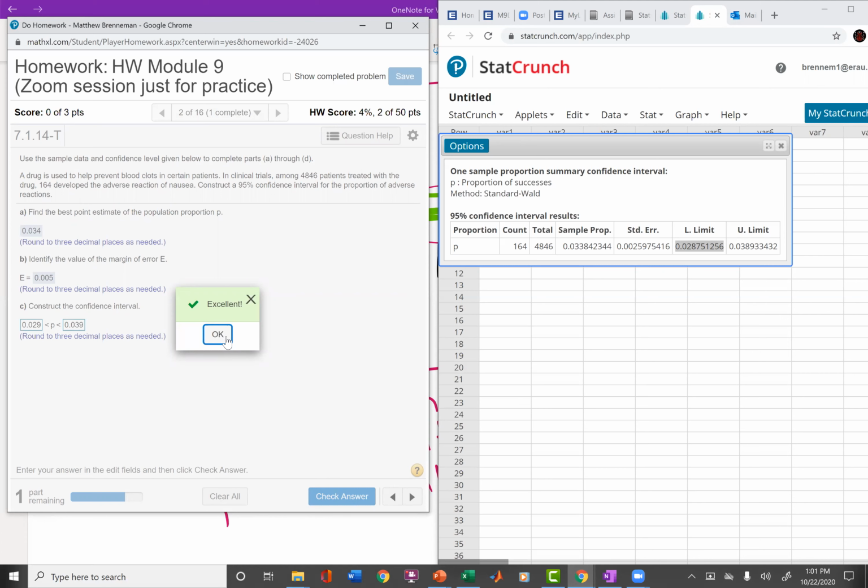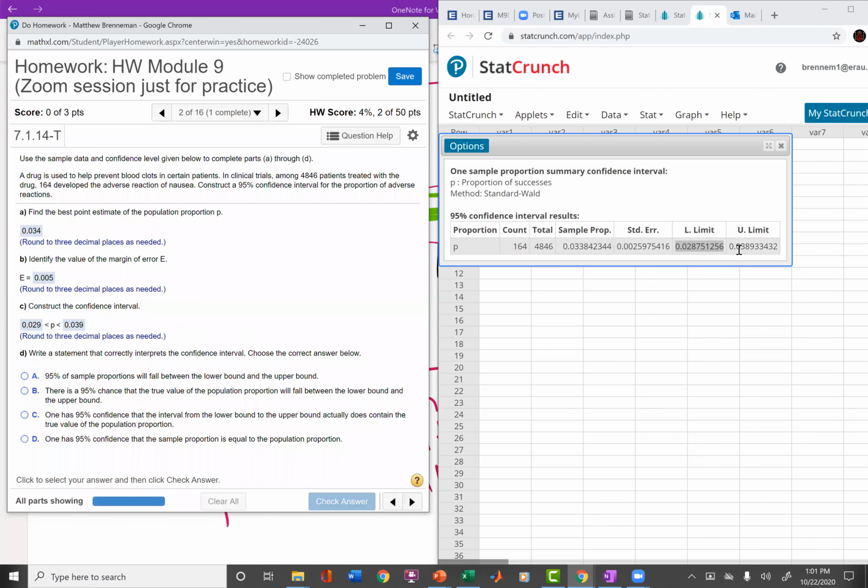Oh wait, did we do question C, the construct the confidence interval? I was still doing B, so I didn't know if we were doing C. Yeah, that's exactly right. We did C. So all you're going to do is copy and paste or type in your lower limit and your upper limit. Okay. Oh, okay. Duh. Thank you. That's okay. That's all right. And if I'm going too fast, just say, hey, I'm a little behind and I can stop a little bit. It's not a big deal.